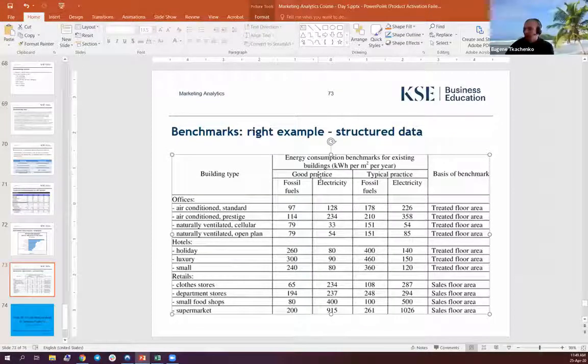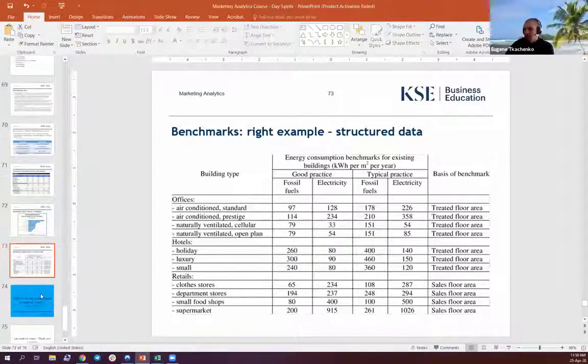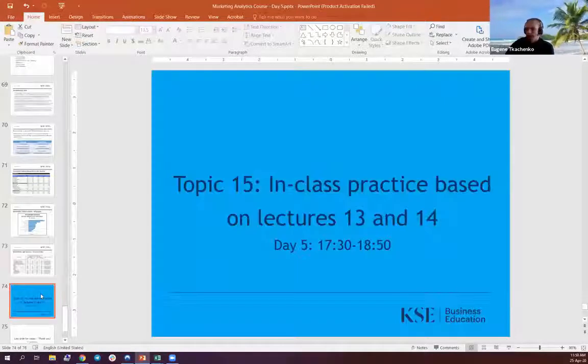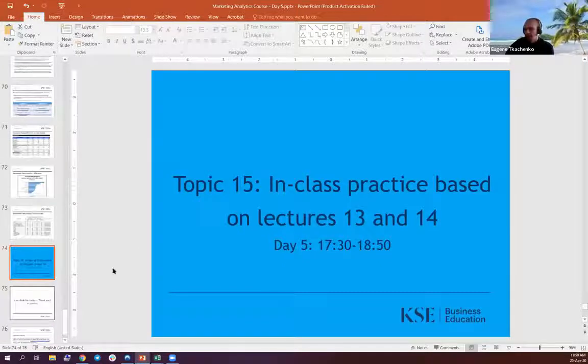Good practices here probably will be the benchmark you will be trying to achieve. Typical practices, the average thing going on the market, either by your competitors or due to other factors. Basis of the benchmark, where the particular numbers were taken from. And instead of building type, you will have an object or the particular point you want to compare. Any questions? Basically, it was our last slide for today.